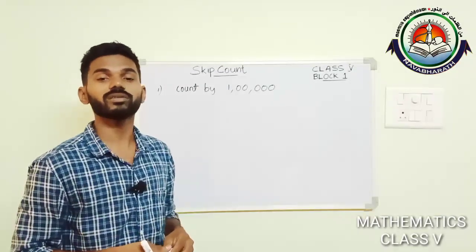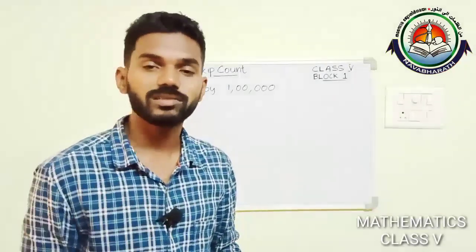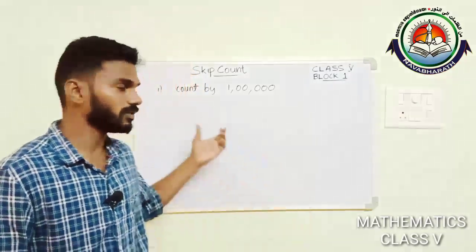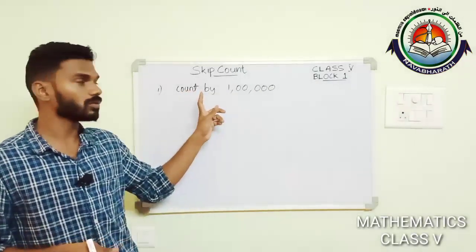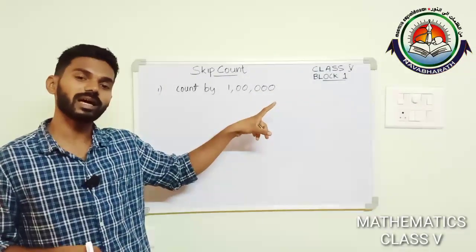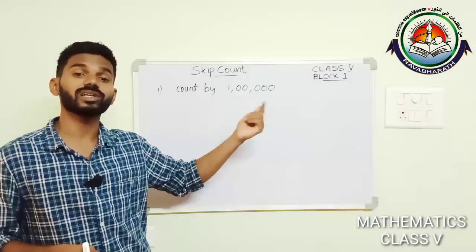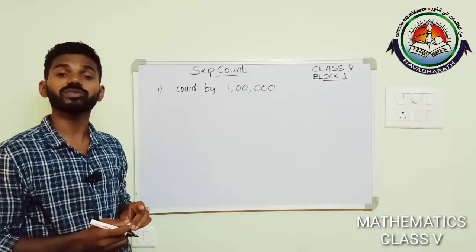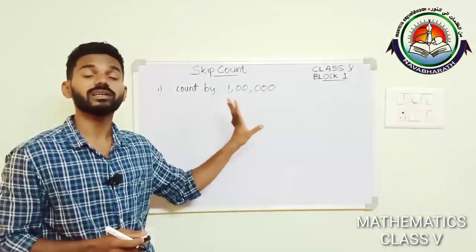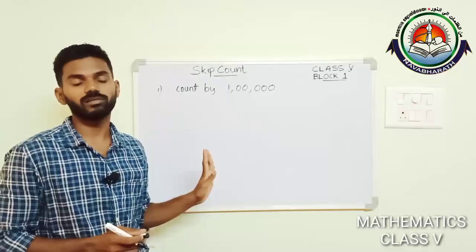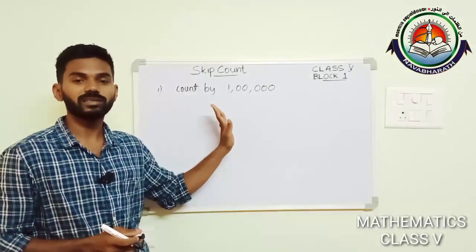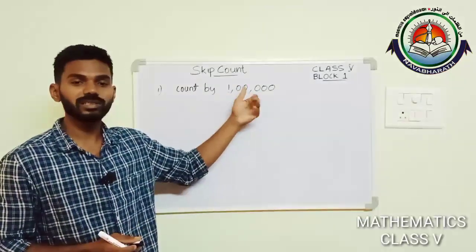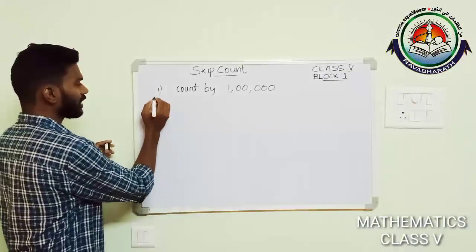Tell me, what would be the idea? What would be the trick? For a given number, if you want to do count by 1 lakh, you have to change the lakhs position. You have to change the digit at the lakhs position only. Clear? And we can discuss it by taking an example.